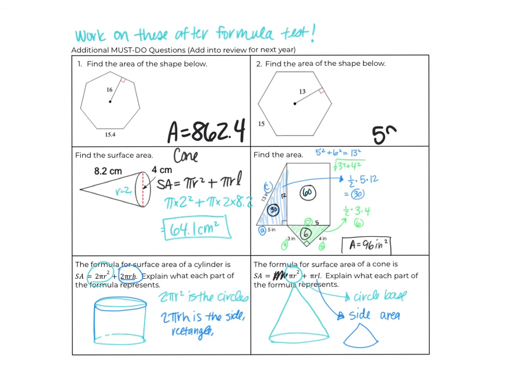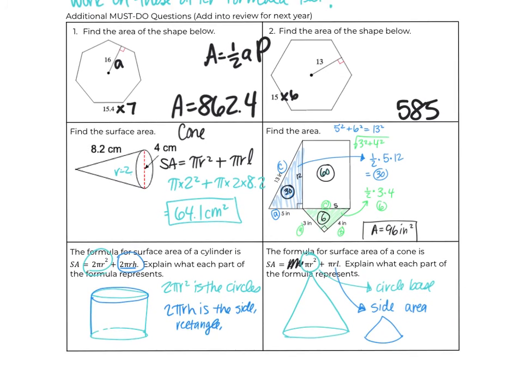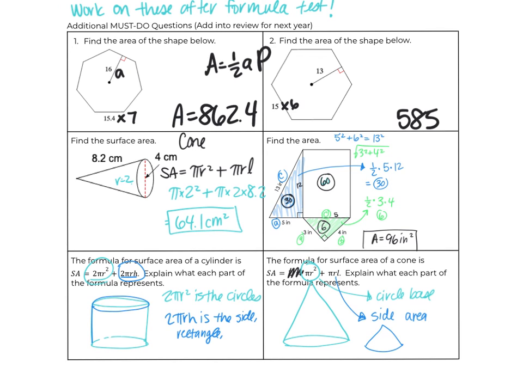These first two are both polygons, so you're using A equals 1/2 a p, A for apothem, so that's this, and then P will be this side times how many there are. So here it's 7, over here it's 6. And the others kind of give you a breakdown of what you're looking at, so hopefully that helps.